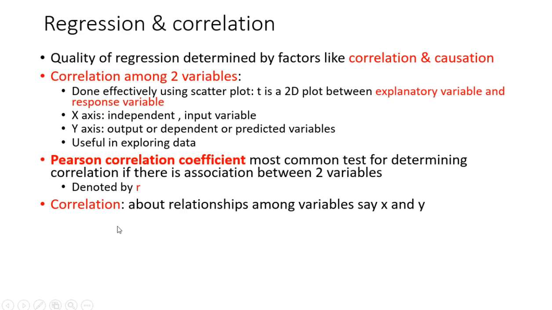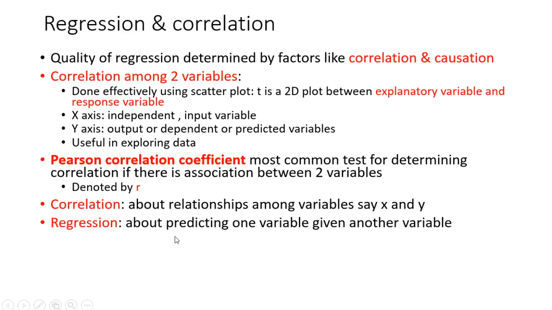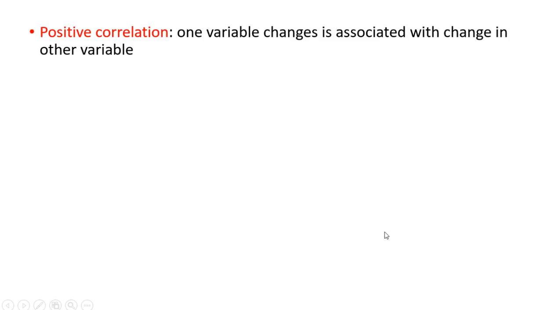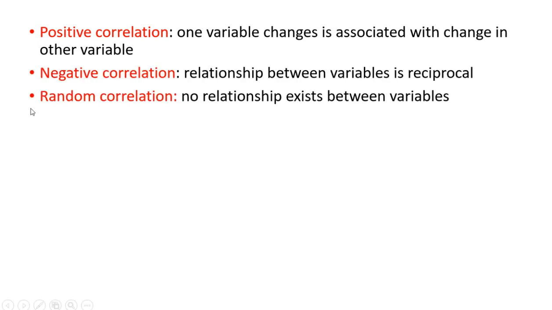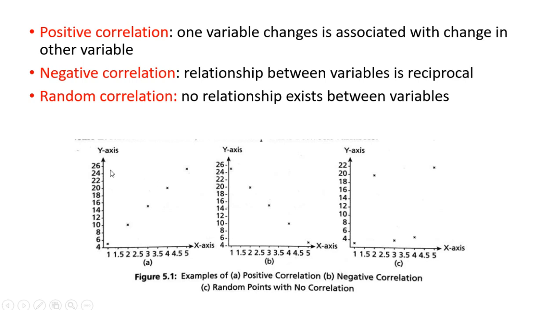Now correlation is all about relationships between the variables x and y, and regression is all about predicting one variable given the other variable. Now there are different types of correlation: positive, negative, and you also have random correlation. Positive correlation means this diagram here represents the positive correlation.